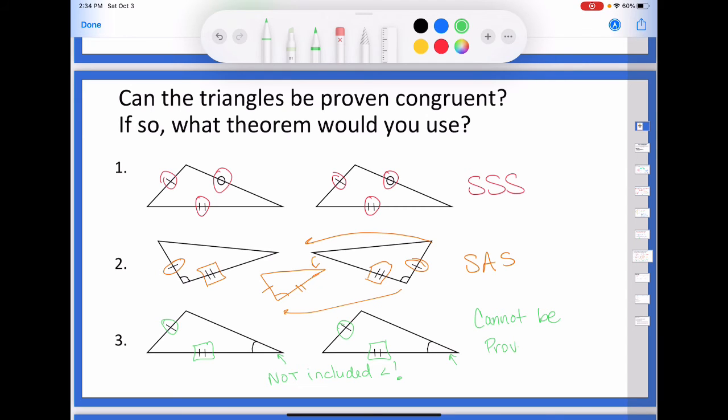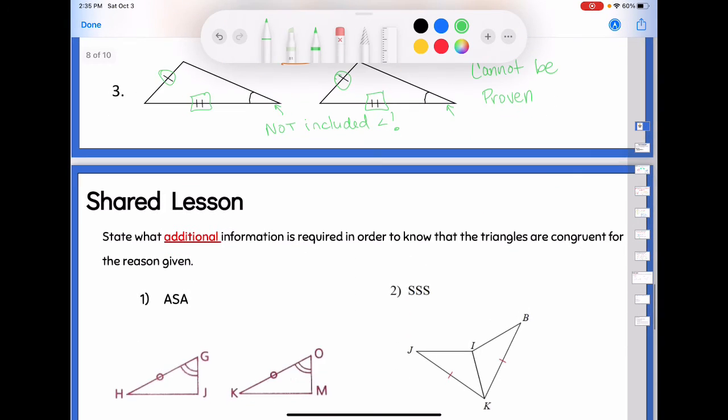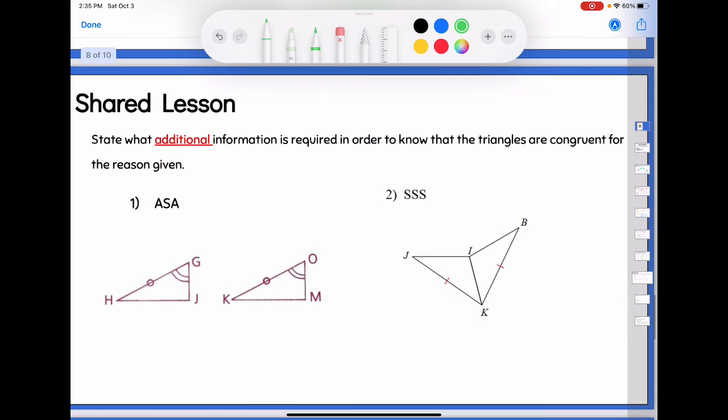Now be careful. It could be congruent, right? We don't know what those other 2 angles are, or that third side. Maybe they're congruent, but I don't have enough information to prove it. So we don't necessarily say not congruent. I don't know that, but I can't prove it. I can't use one of these methods. This is not side, angle, side. It's not angle, side, angle, and it's not side, side, side. So I can't prove them congruent. Not enough information.